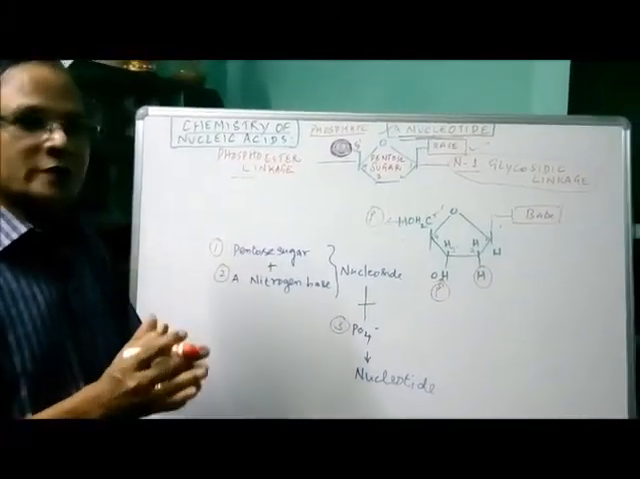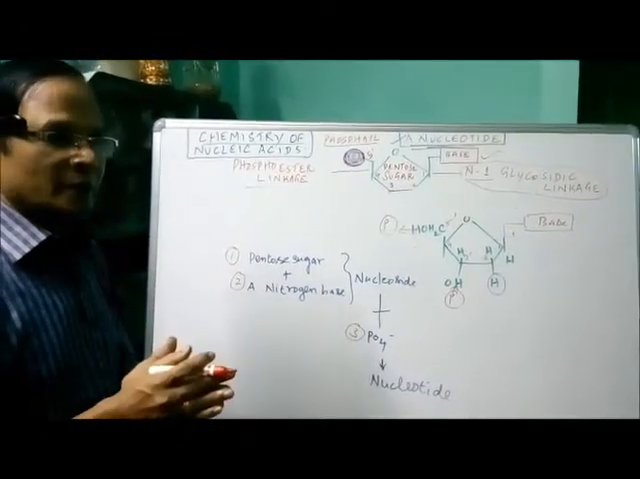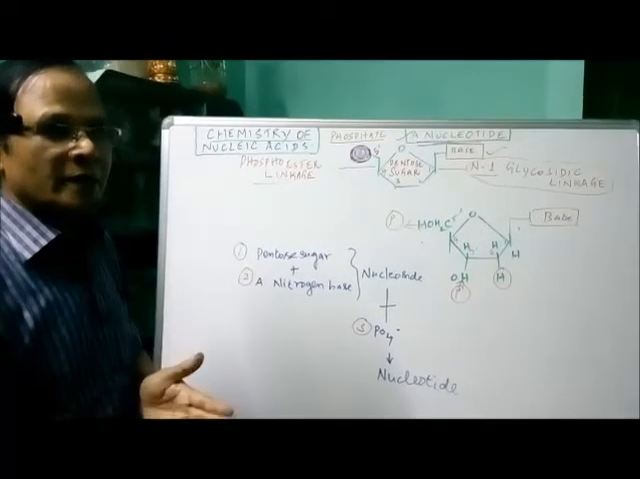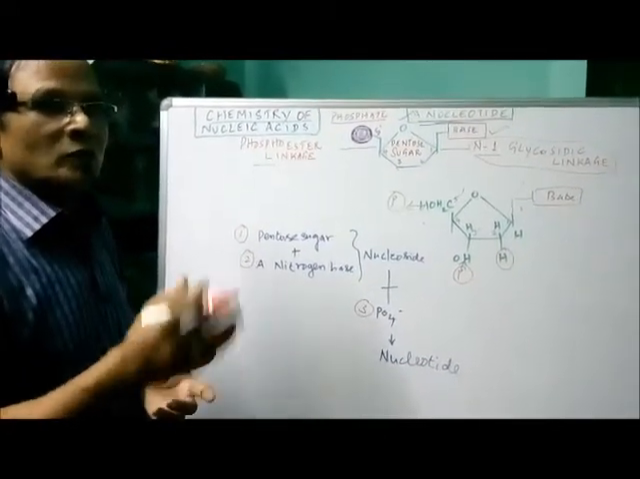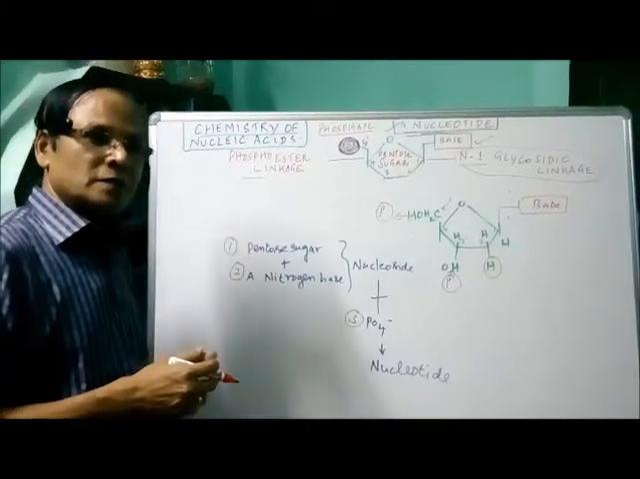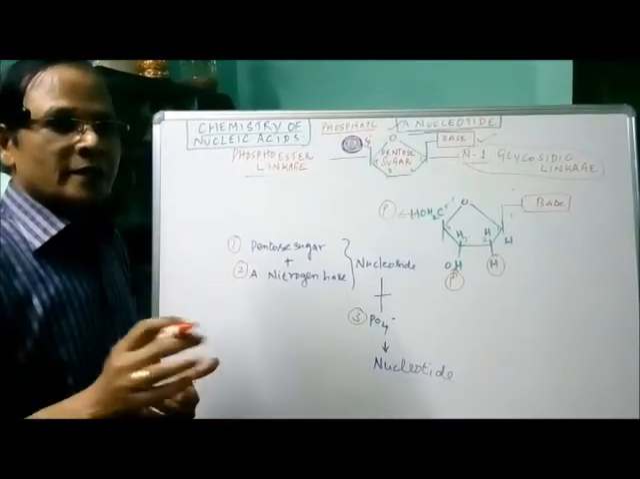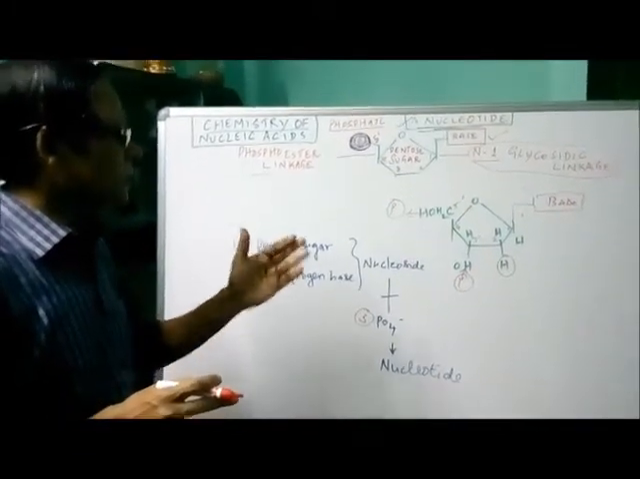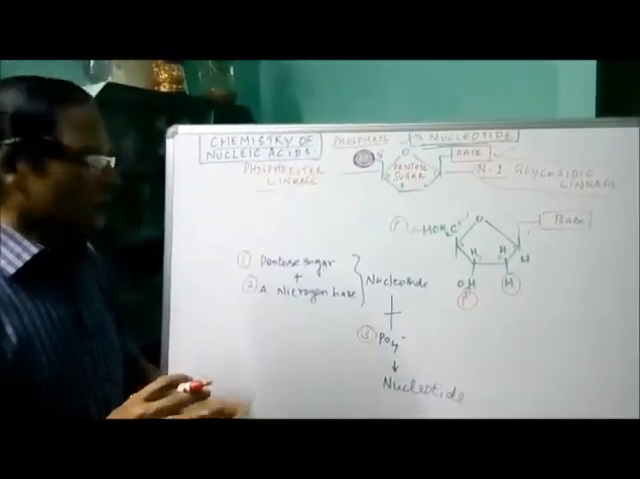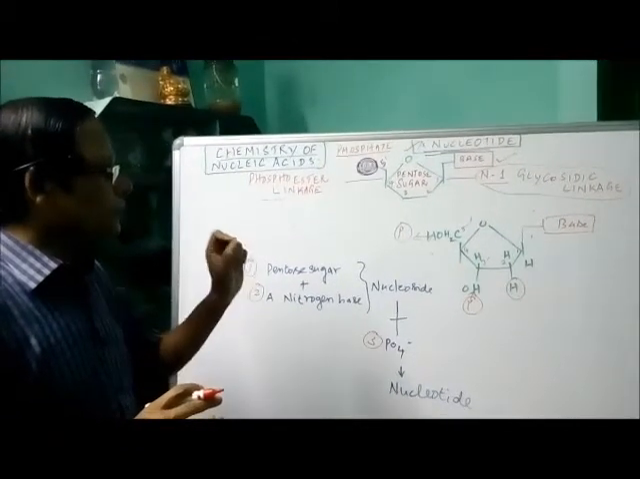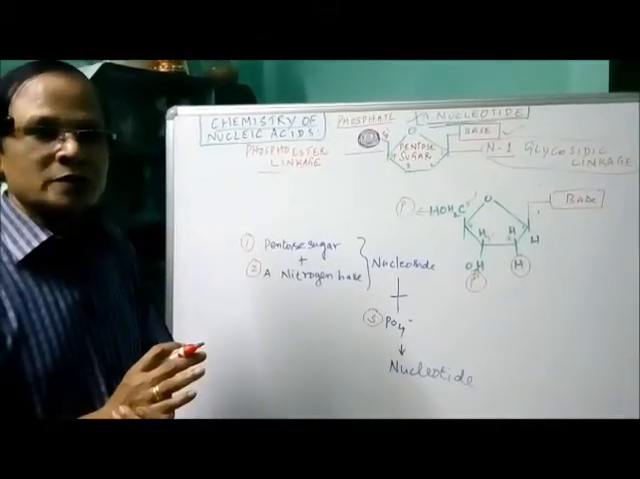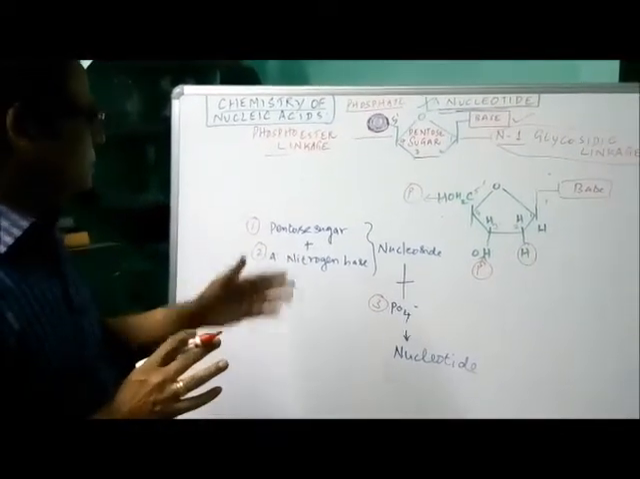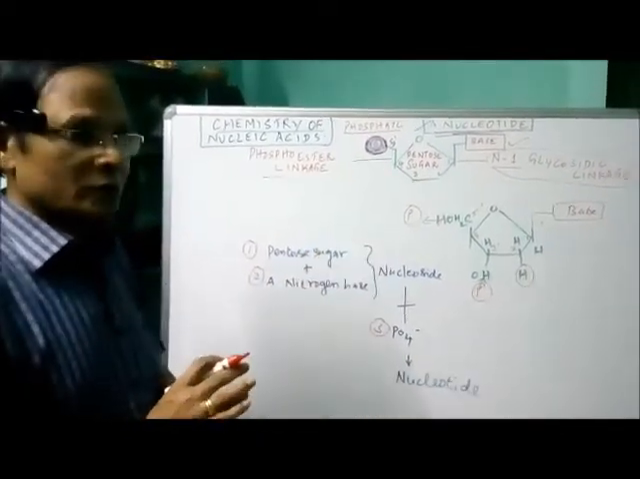When a phosphate group is added, it becomes a nucleotide. A nucleotide is nothing but an acid, for example deoxyadenylic acid, deoxyguanylic acid, thymidylic acid, deoxycytidylic acid. So a nucleotide is nothing but an acid because of the presence of phosphate. The phosphate group is attached either to the fifth carbon or to the third carbon of the same sugar to which the base is attached at the first carbon. So this is what we call the skeleton of a nucleotide.